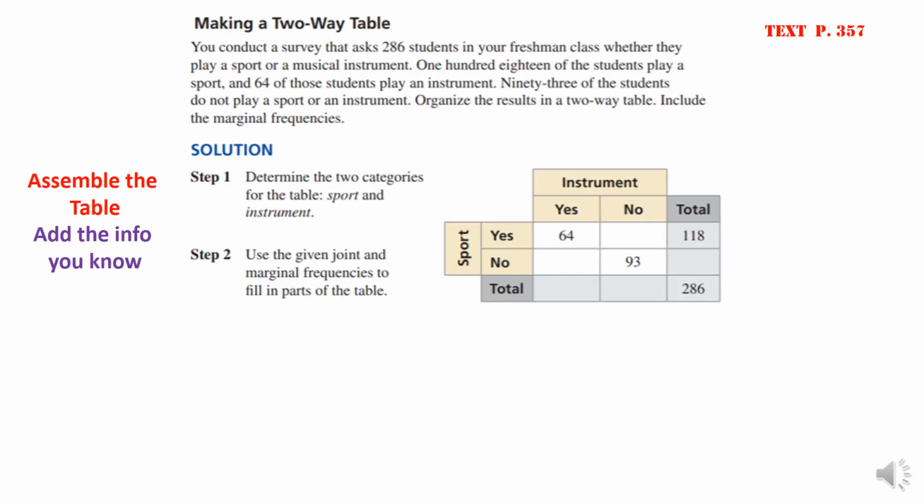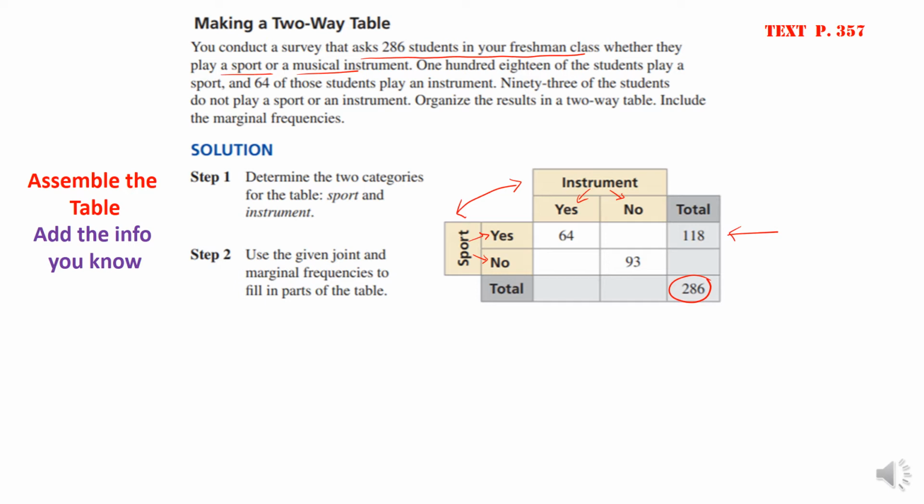Okay. So how to make a two-way table. You're given a bunch of data and you need to know how to put it together. So here we go. You conduct a survey that asks 280 students in your freshman class. There's your total, so that goes here. Whether they play a sport or a musical instrument. Those are your categories, sports and instruments. And then, of course, you're going to get the answer yes or no. So you got to add those in. Those are the specifics. 118 of the students play a sport. Boom, there's a total. 118 said yes to sports.